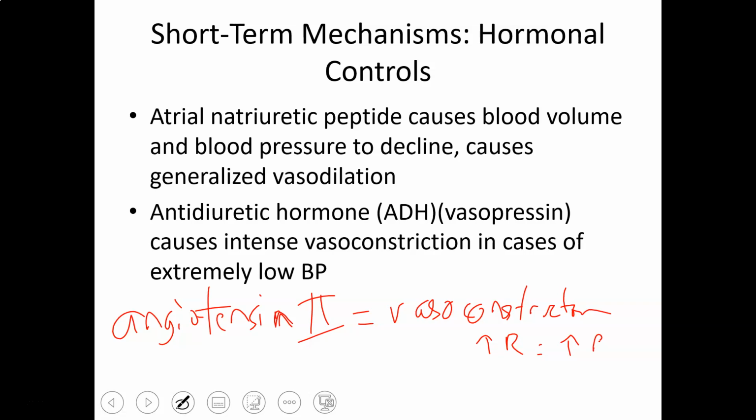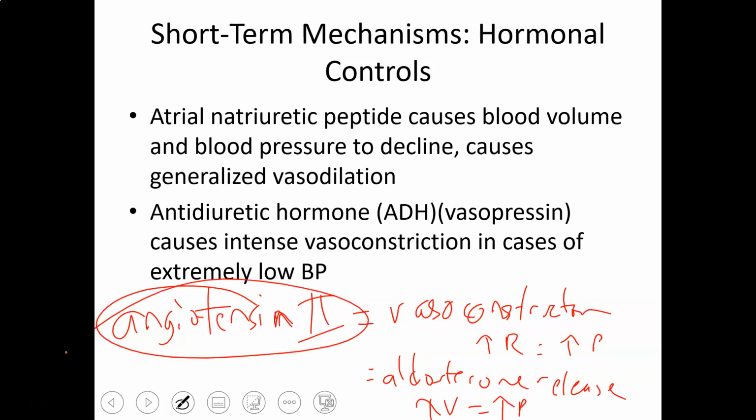What else is angiotensin going to do? It's going to cause the release of aldosterone. Aldosterone is a salt-retaining hormone. You retain sodium. And if you retain sodium, what else do you retain? Water. And if you retain water, you're increasing volume. And if you increase volume, you increase pressure as well. So now we increase resistance, we increase volume. Both of those things increase blood pressure. Angiotensin II, then, its function is to raise your blood pressure. Does that very well.